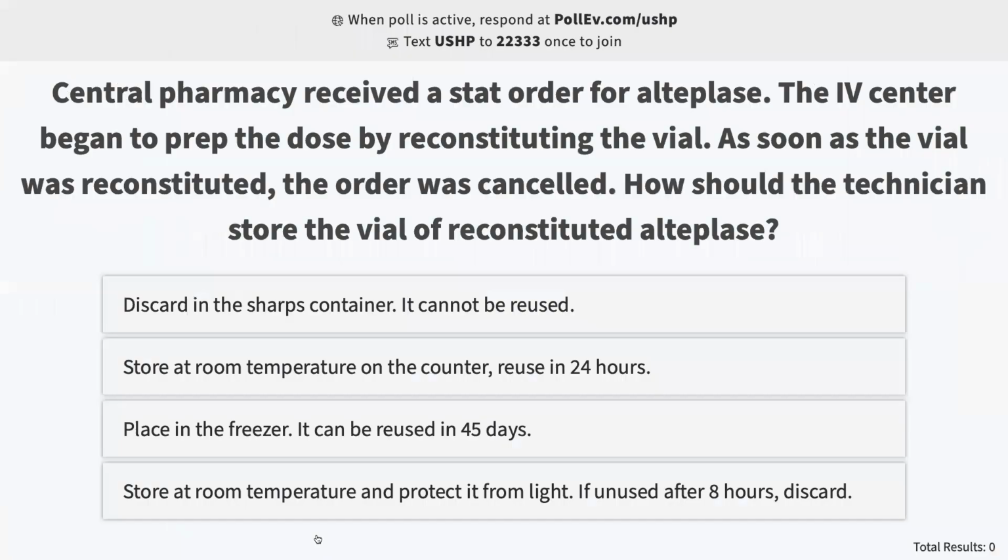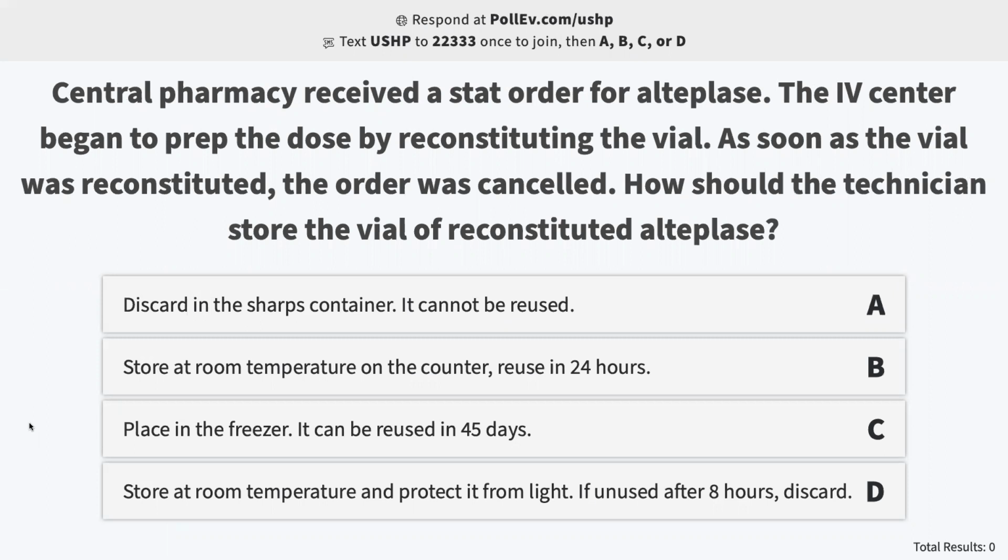And so for our next question: Central Pharmacy received a stat order for alteplase. The IV center began to prep the dose by reconstituting the vial. As soon as the vial was reconstituted, the order was canceled. How should the technician store the vial of reconstituted alteplase? A, discard in the sharps container. It cannot be reused. B, store at room temperature on the counter, reuse in 24 hours. C, place in the freezer. It can be reused in 45 days. Or lastly, D, store at room temperature and protect it from light. If unused after 8 hours, discard.